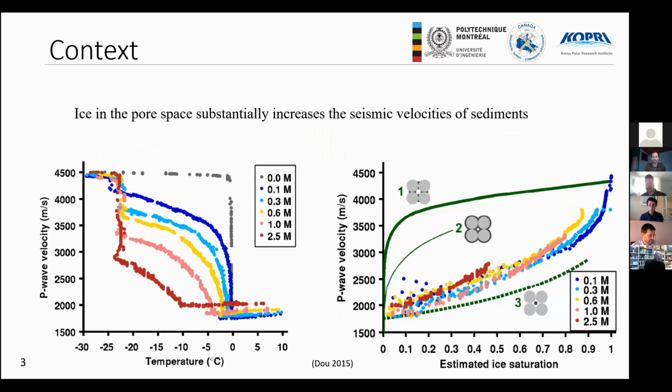These plots are very similar to the work shown in the last slide. Basically, what it shows is that the ice in the pore space substantially increases the seismic velocity of the sediments. Above the freezing point, the seismic velocities are basically constant. Between the freezing point and the eutectic point, they increase, and the way they increase depends on the salinity.